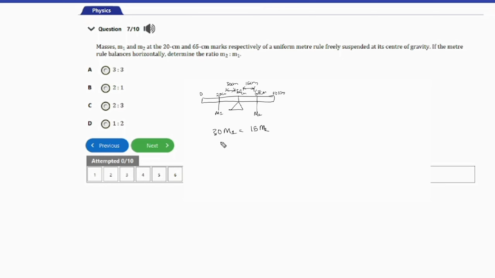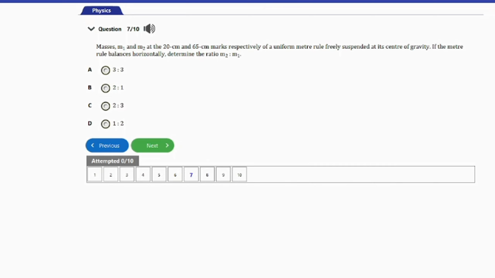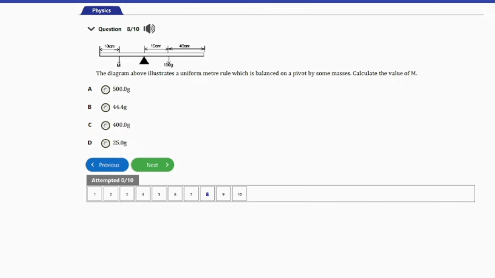So if 30 M1 is equal to 15 M2, it means that M2 is equal to 30 over 15 M1, and then M2 over M1 will now be equal to 30 over 15. So M2 over M1 is equal to 2 over 1. So the ratio here is 2:1, and that's option B. So guys, option B is the answer to this question. Let's go ahead and consider the next question here. So that's question number 8 here, guys.